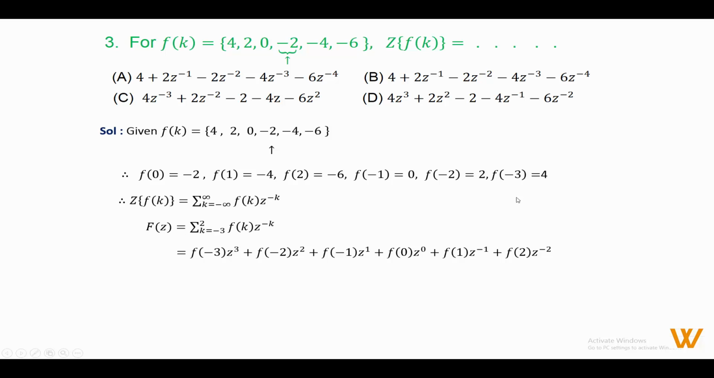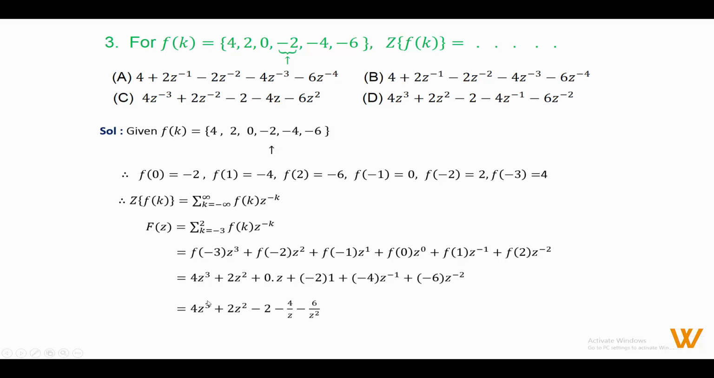Put the value of f of minus 3, 4, so 4 into z cube. Plus put the value of f of minus 2 is 2 into z square. Plus put the value of f of minus 1, 0 into z. Plus f of 0 is minus 2, so minus 2 into z raised to 0 is 1. Plus f of 1 is minus 4, z raised to minus 1. Plus f of 2 is minus 6, z raised to minus 2.